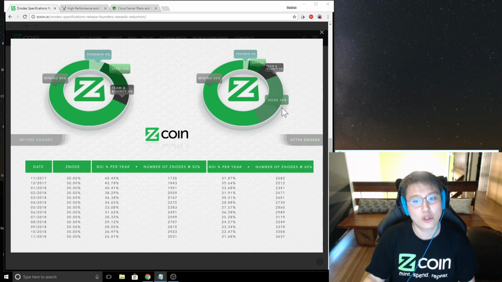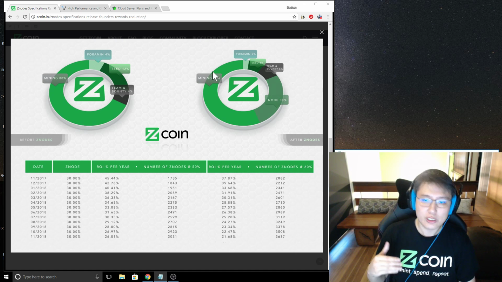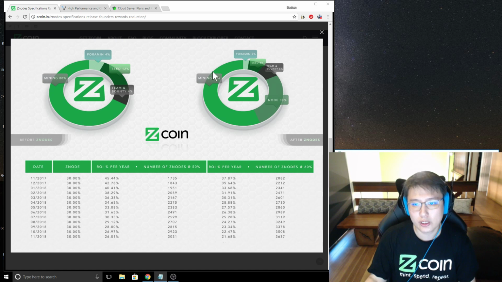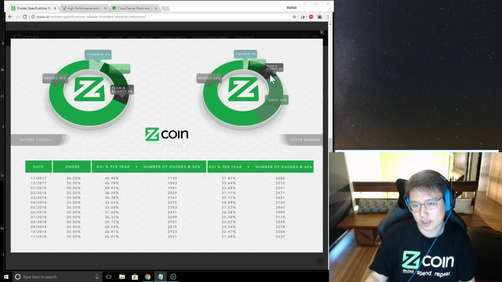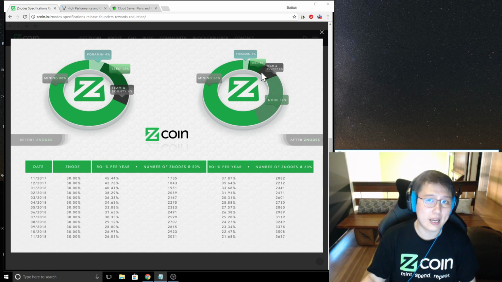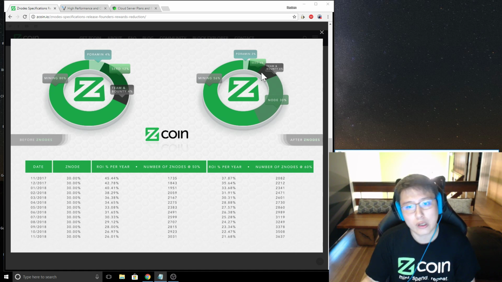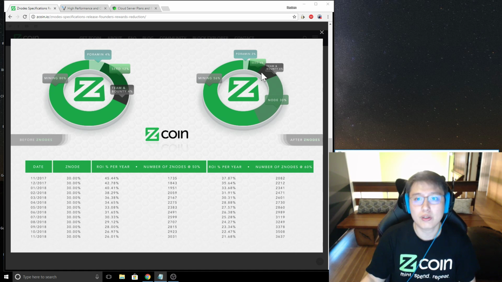Of course, the miners also contribute some, and to make sure that the team remains sufficiently funded in the foreseeable future, we are increasing the team bounty from 4% of the block to 6%. But in the end, it's still a major reduction from the founders' reward, and we really thank the seed investors and Poramin for agreeing to basically halve their reward. So that's a really important thing to take note of.